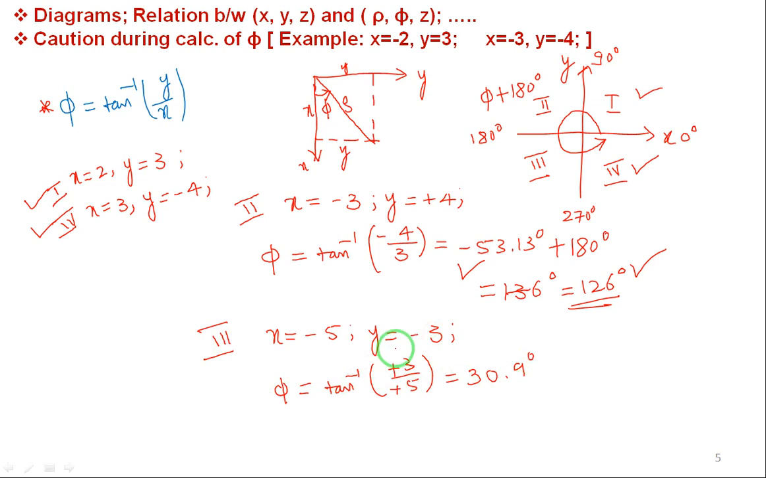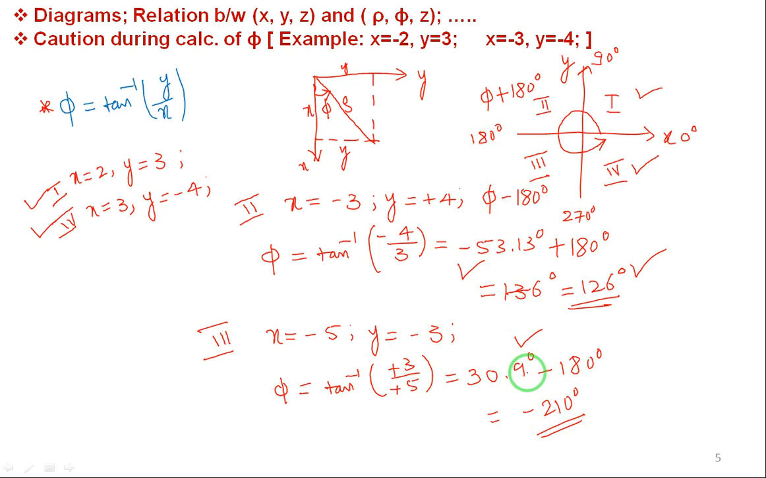But observe here, it should come in the third quadrant. The third quadrant means the angle should be between 180 degrees and 270 degrees, right? But what I am getting is 30.9. So whenever the point comes in the third quadrant, and we are getting 30.9, subtract 180 from it. How much will you get? Minus something. Minus 210, roughly.